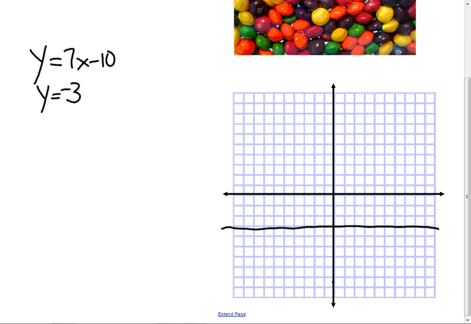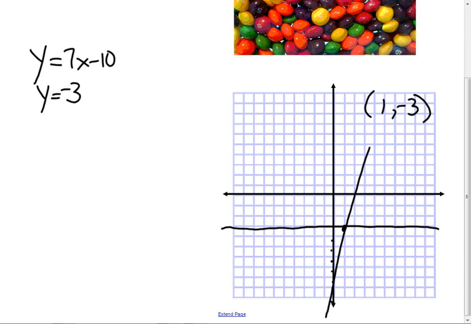7. 1, 2, 3, 4, 5, 6, 7 over 1. So this is a pretty steep graph. So where does it intersect? What's the x? 1 and negative 3. Well, we can do this algebraically.